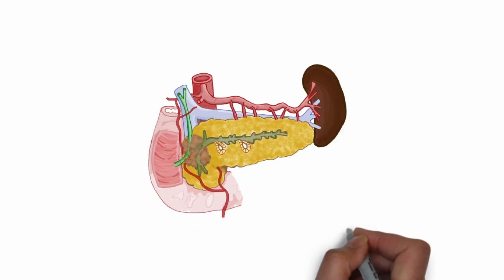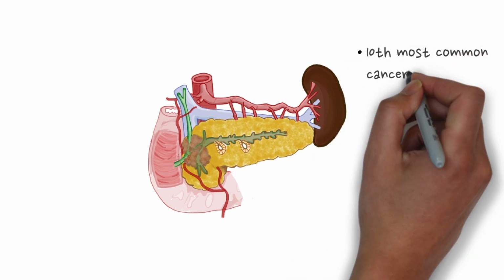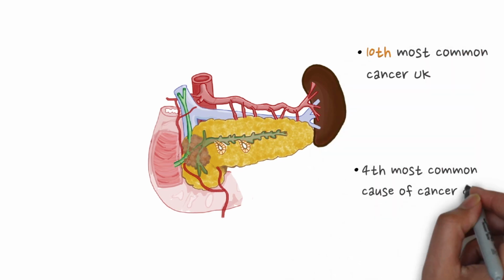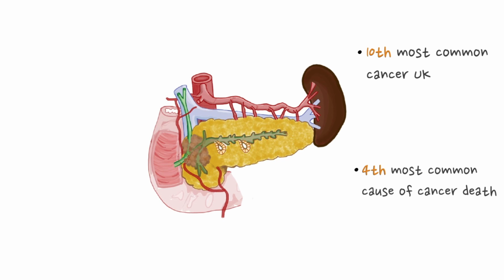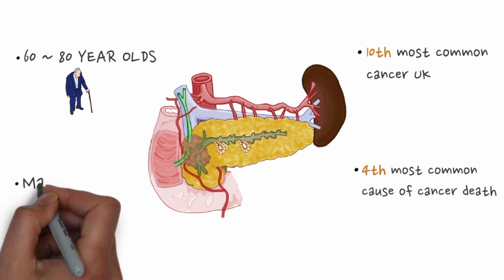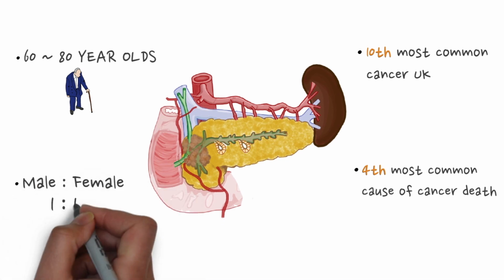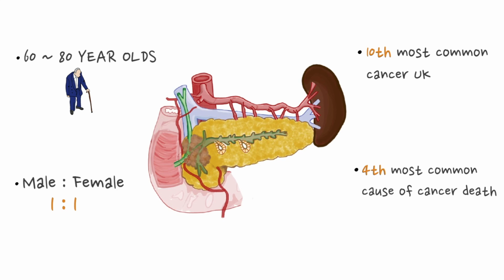First, to cover some basics, pancreatic cancer is the 10th most common cancer in the UK and the 4th most common cause of cancer death. It most commonly occurs in patients aged 60 to 80 years old, and occurrence is typically equal between males and females, with a ratio of 1 to 1. The prognosis of pancreatic cancer is often poor, with the majority of individuals presenting when the cancer is extensive.